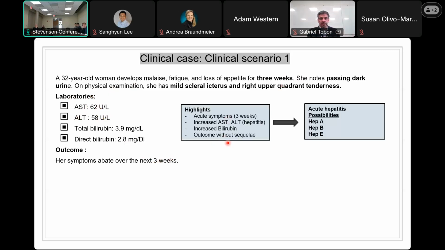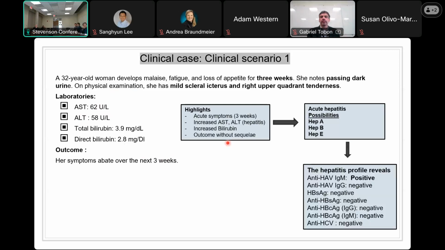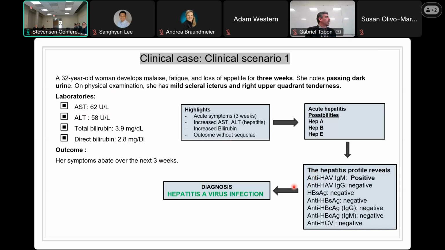So usually they answer this. Autoimmune acute hepatitis with hepatitis A, B, and E as the options, and then the laboratory test. So if you are following this patient in the ER or in the hospital, you receive this panel. What do you think about the diagnosis? So here we only have one positive, the hepatitis A positive. So that's the final diagnosis.